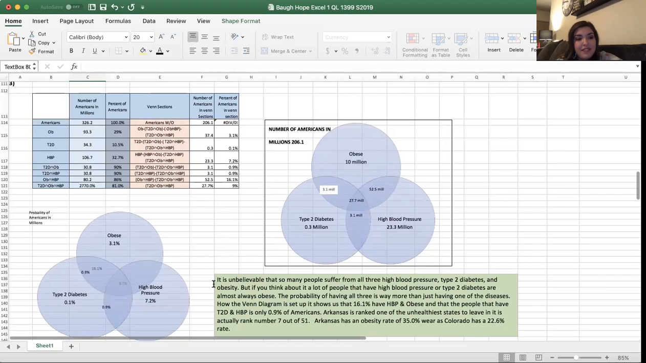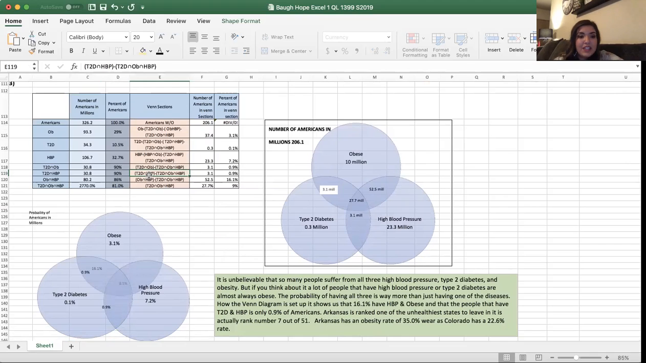So, yeah, as you can see, type 2 diabetes and obese is 90% of America. So that's just crazy to think that. Just really, really crazy.